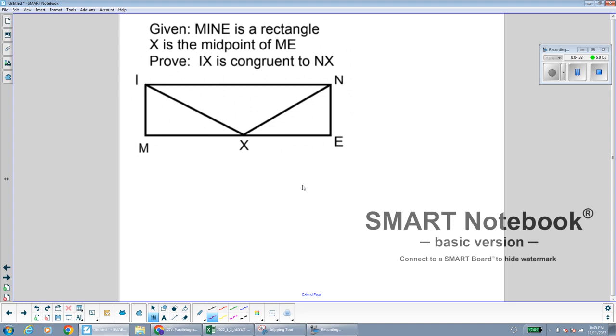Here we're going to practice a proof using the properties of a rectangle that we just learned about. So we're given that quadrilateral MINE is a rectangle. So if we know it's a rectangle, we know a lot of things about it.